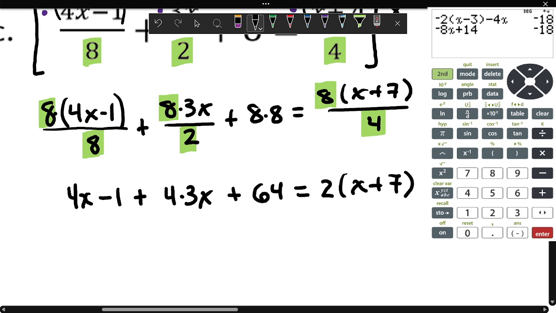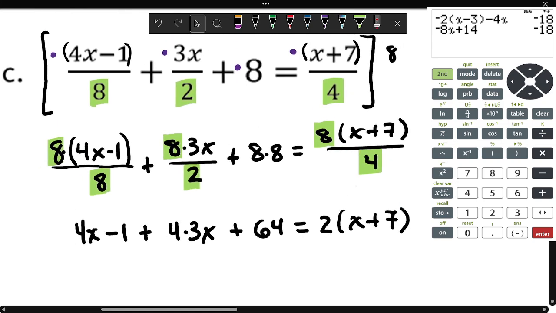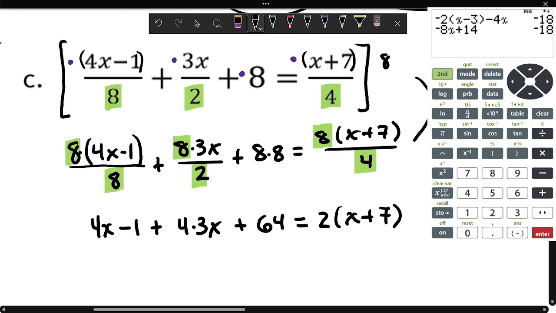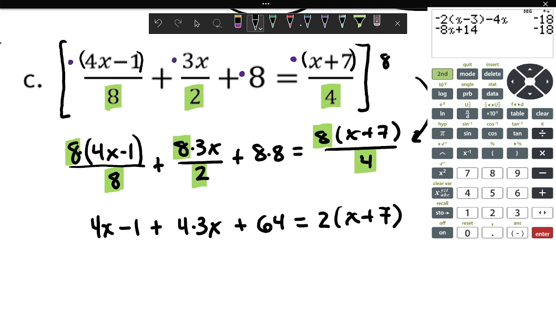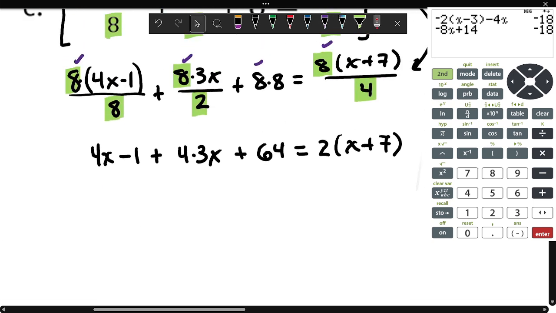Okay, so let me clean up a little with a rewrite on the left and right. What did I do first right here? I multiplied everything by 8. Every single term got a new factor of 8. This got an 8, this one got an 8, this one got an 8. They all got 8.